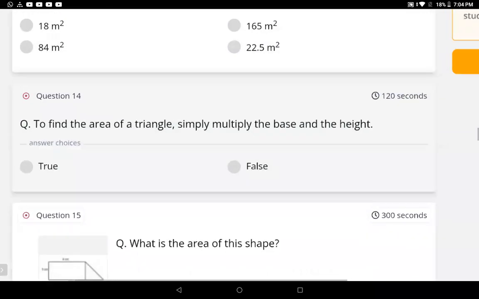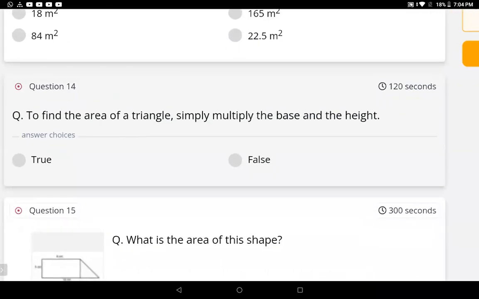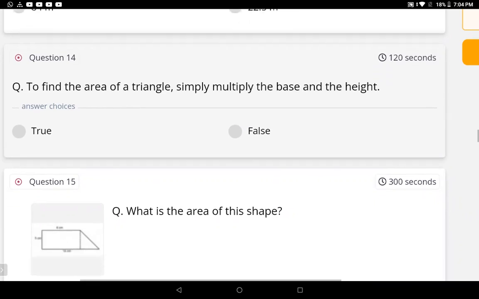Next, to find area of triangle, simply multiply base and height. Is it? False. Half into base into height. Yeah, to find area of triangle, you have to take half into base into height.